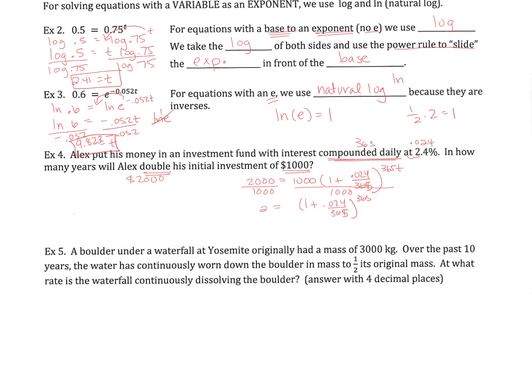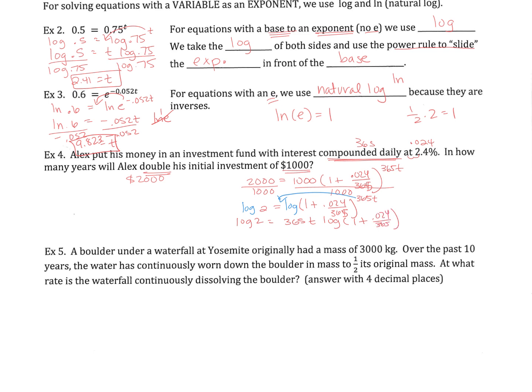Times to the 365t power. So this is where there's no e here, so I'm going to use log of both sides. And I do that so I can put the 365t down in front. So I'm going to write log of 2 equals 365 times t times log of 1 plus 0.024 over 365.